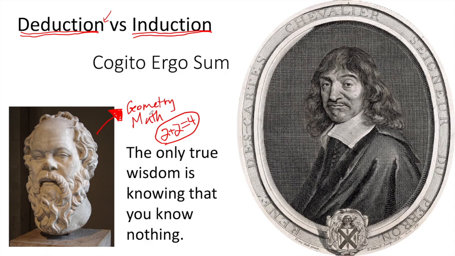Rene Descartes, obviously somebody very influential. I don't know if many people know this guy's name, but they may know this: cogito ergo sum, which means I think, therefore I am, or I perceive, therefore I am. I think, therefore I am. So this is even one step further than Socrates or Plato.